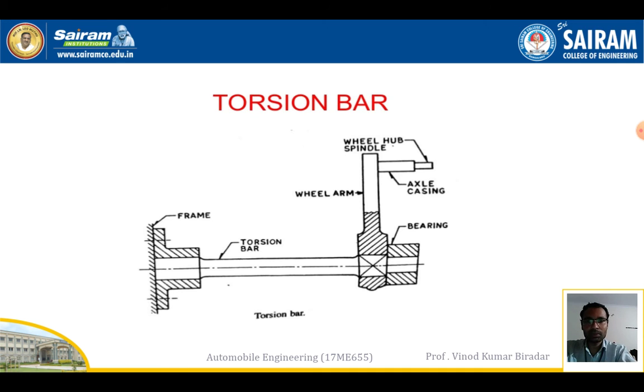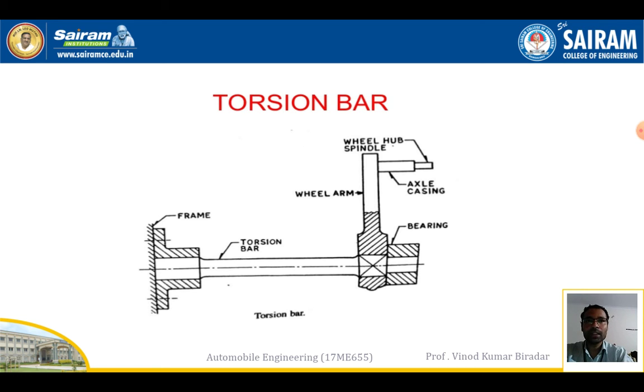This is the diagram of the torsion bar, and this is very important from the point of view of the examination. Every semester this question is asked: explain with a neat sketch the working of a torsion bar. In olden days torsion tubes were used, but nowadays all vehicles use a torsion bar. It is like a bar, and compared with other systems it is lighter and occupies much less space.